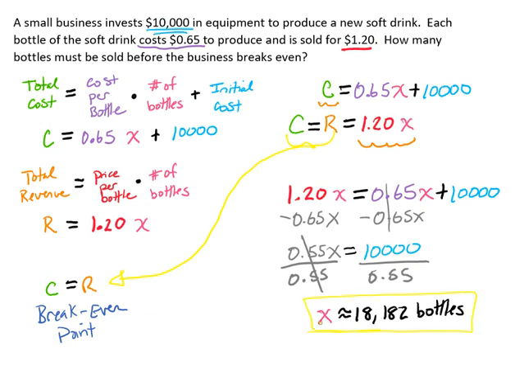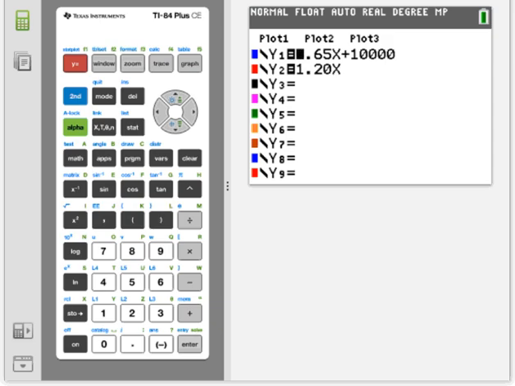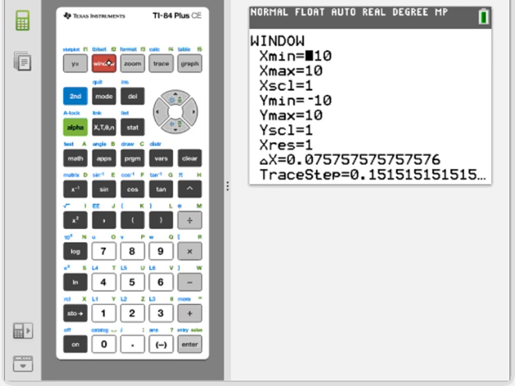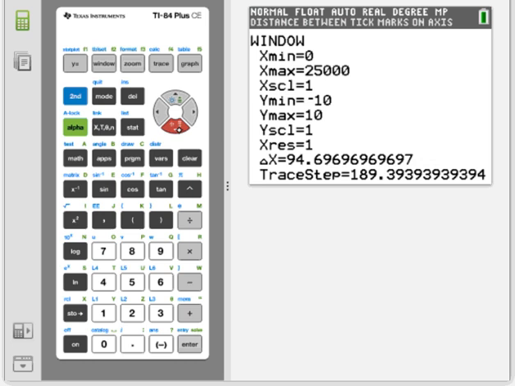We can double check this by plugging those equations into our graphing calculator. If I plug both of my equations in and hit graph on a standard window, I'm not really going to be able to see what I need, so I need to change the window. Let's say that we're selling between 0 and 25,000 bottles, and it might be easier to count by 5,000. As far as revenue goes, let's say 0 to 35,000, and let's count this also by 5,000.